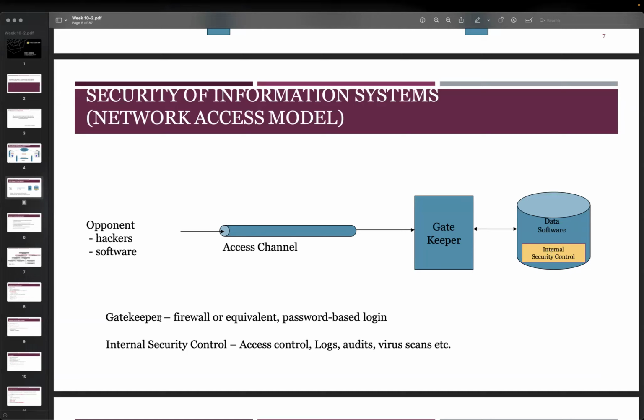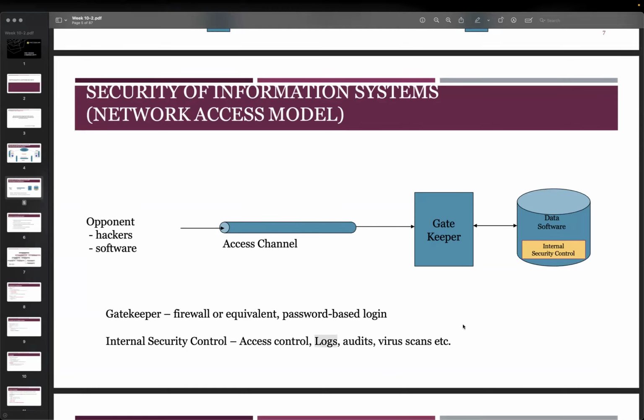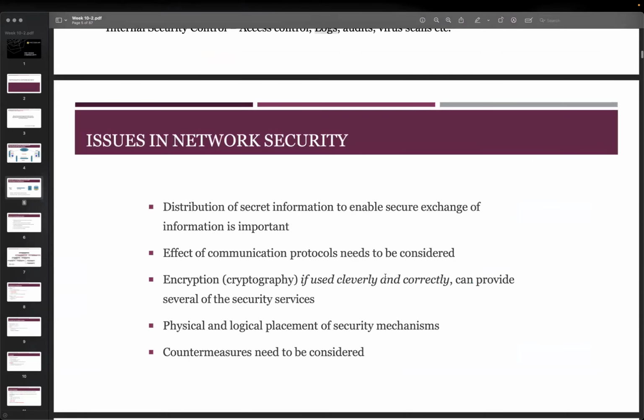So the gatekeeper, as well as the firewall or anything equivalent, or a password-based login, is possible. For the internal security controls, we include access control. If you remember, we talked about IAM, so permissions and access, and of course we always talk about logs, different logs and all these, to make sure of integrity, and also virus scans. That's how we look into it.